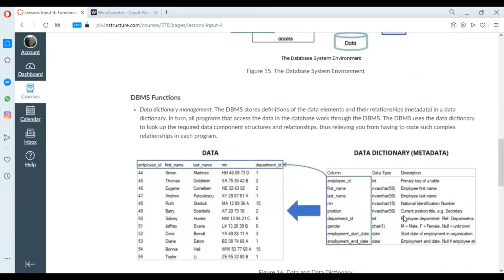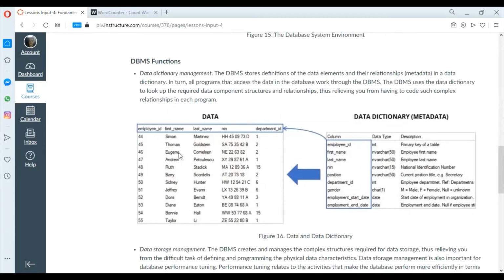Okay, what are the functions of the database? First one, data dictionary management. When we say dictionary, what term comes into your mind? Through the dictionary, we can find the meaning of a word. So basically, the database management system provides the meaning to our data. So it is a data dictionary.